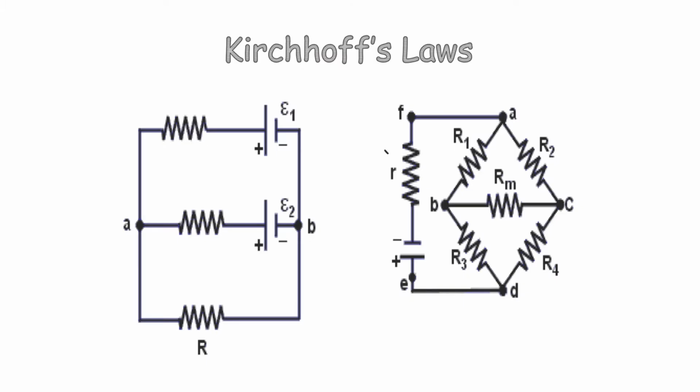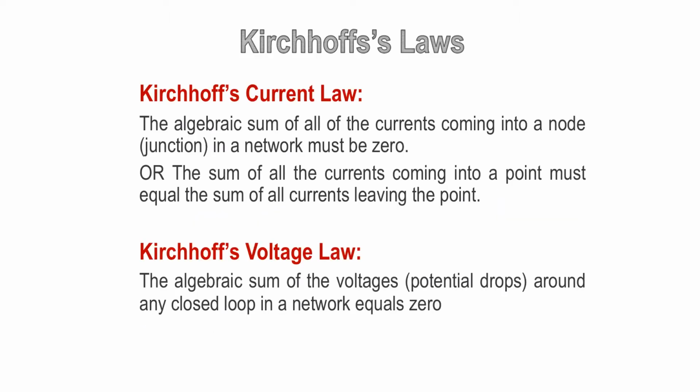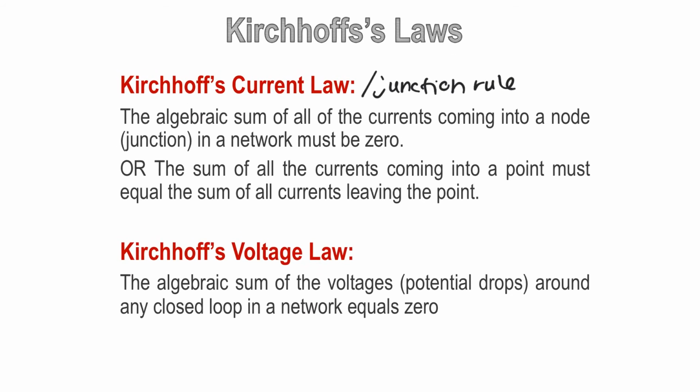So what does it mean by Kirchhoff's law? Kirchhoff's law basically consists of two rules. One is for current and one is for the potential difference. So we have Kirchhoff's current law and Kirchhoff's voltage law. Another name for Kirchhoff's current law is the junction rule, and for Kirchhoff's voltage law we call it the loop rule.